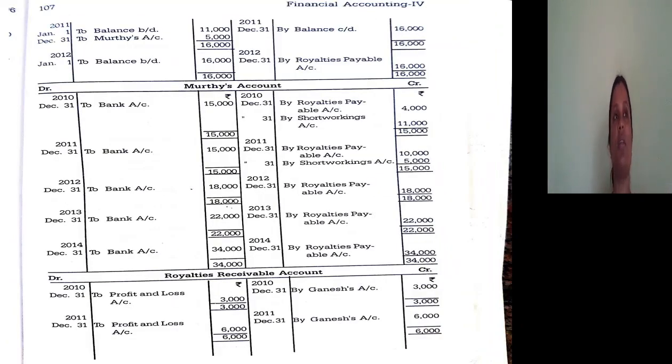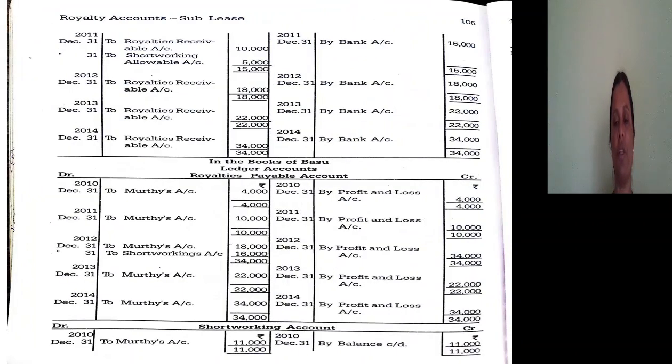Having become aware of the fact that in the first 2 years there is short working, and the short working is carried forward to the next year, so very next year and very next year, due entry should be passed in the books of lessee. How to pass the due entry? We should start from the lessor account. What's the journal entry? Royalty payable account debtor, short working account debtor to lessor account. Lessor here means Murthy's account. So royalty payable account 4,000, short working account 11,000, to lessor account, that is to Murthy's account, totally 15,000.